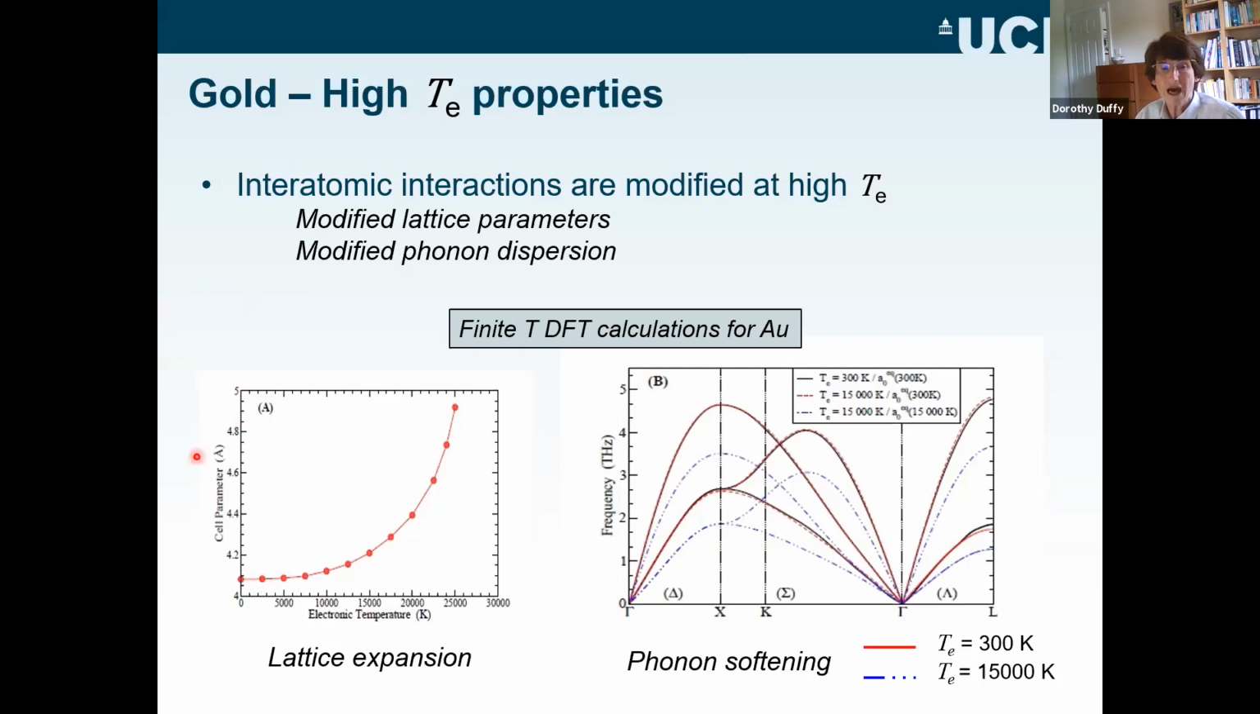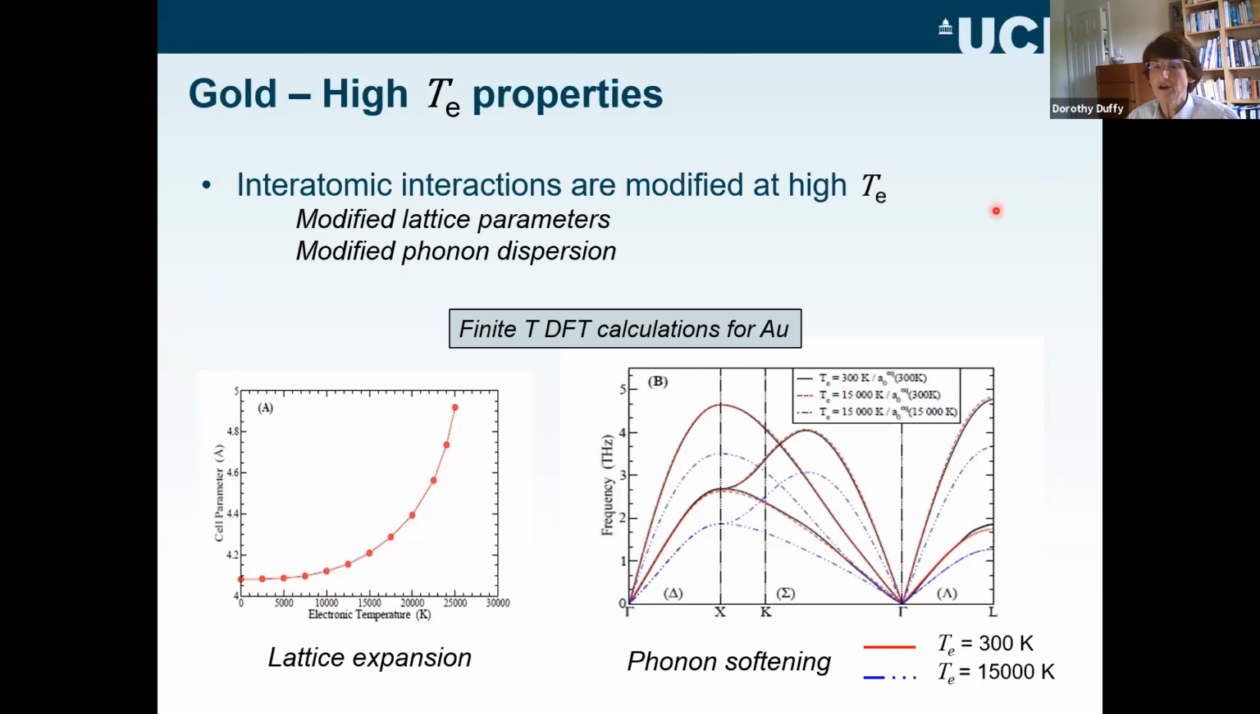How did the cell expand if you increase the electronic temperature, not the lattice temperature, but the electronic temperature? Running these high temperature density functional theory calculations for different electronic temperatures, you can see that the lattice parameter is flat for quite a long time. But once you start getting to electronic temperatures of about 10,000 Kelvin, it increases quite rapidly. So you might guess from this that the effects on the interatomic interactions might kick in at about 10,000 Kelvin.